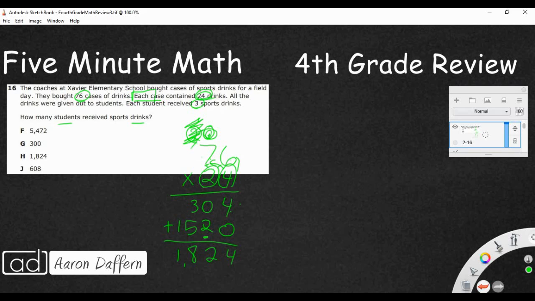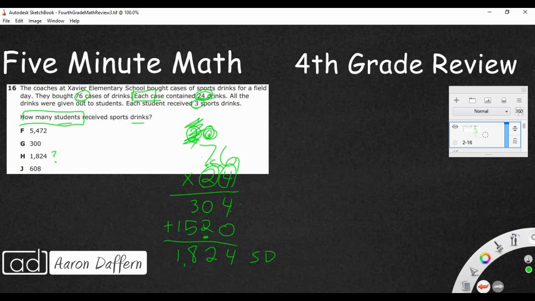Now that is one of our answer selections. So it's going to be really easy to select that if we don't read the rest of the problem. We've only figured out how many sports drinks we have. So I'm going to write SD for sports drinks. I have 1,824 sports drinks. The question does not ask how many sports drinks I have. The question asks how many students. I haven't done anything with my students yet.